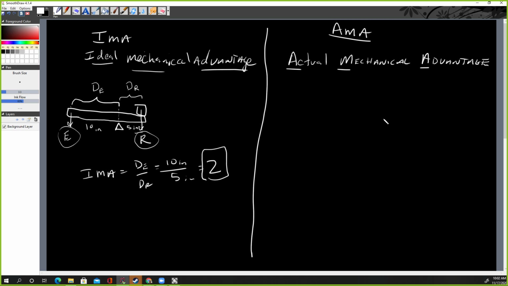For this one, same thing, we'll put a lever, and let's even build the same lever. Let's build the same one. This side is going to be 10 inches right here, and this side is 5 inches right here. And we know the ideal mechanical advantage is 2. But what is it really?